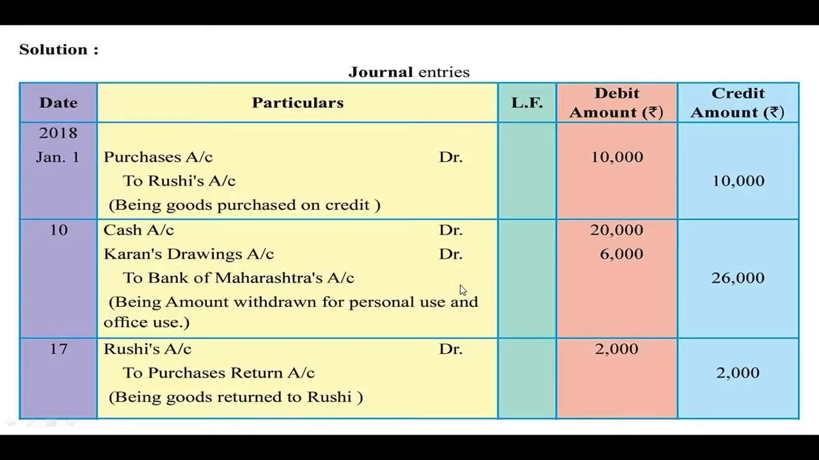So the journal entry for 10th January is cash account debit. Cash comes in the business. Karan's drawings account debit because this cash is withdrawn for self use. To Bank of Maharashtra account 26,000.